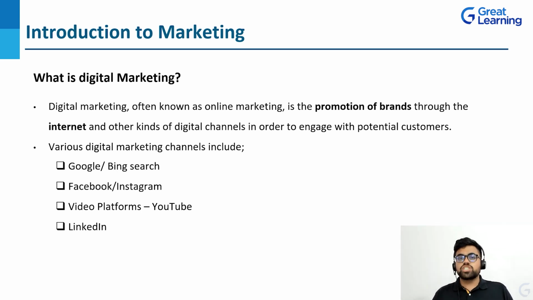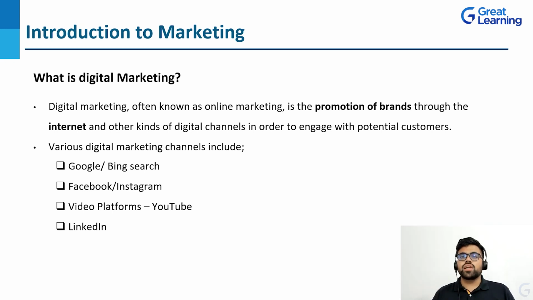But now the times have changed. Now the world has shrunk into a global village. Everything is digitized. So in that particular scenario, what is the way in which you market? That is digital methods like social media platforms, you have search engine channels, you have different stuff that goes around, right? So digital marketing, often known as online marketing, is a promotion of brands through the internet and other kinds of digital channels in order to engage with potential customers.